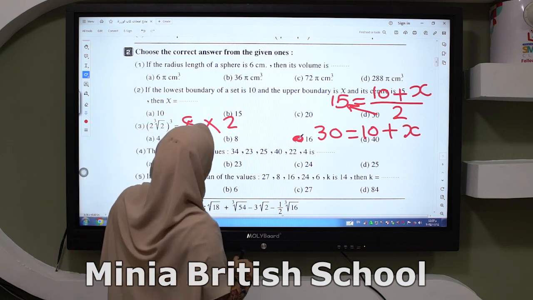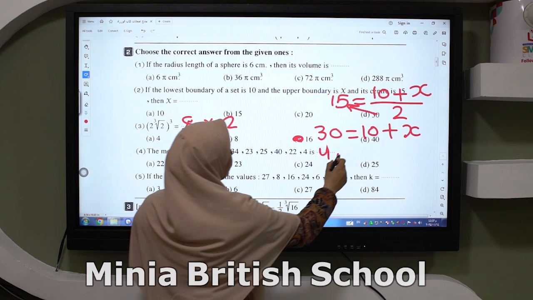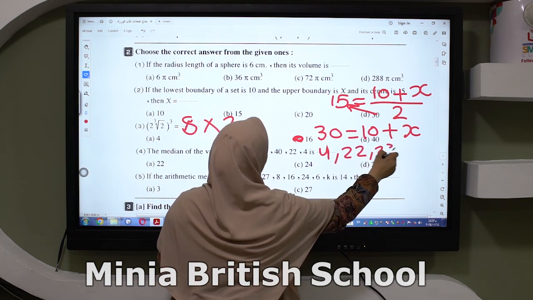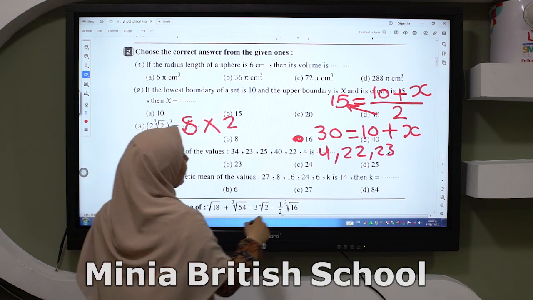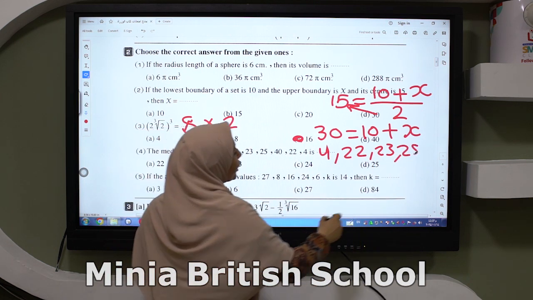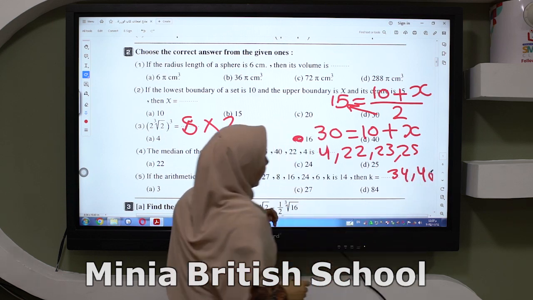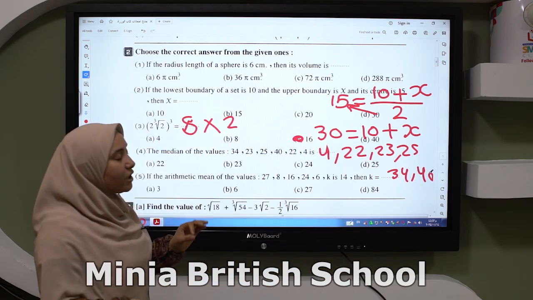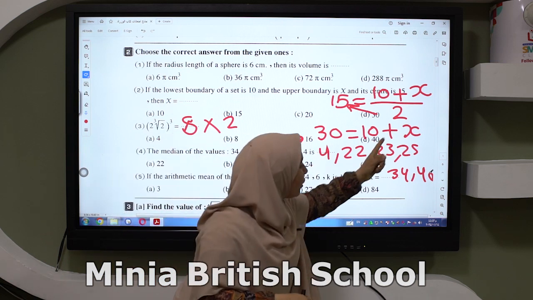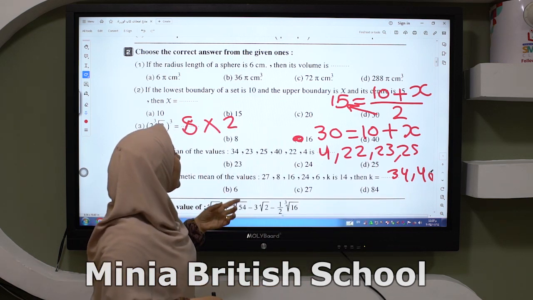The smallest number here is 4, then 22, 23, then 25, then 34 and 40, okay? Now, count the number of the values here: 1, 2, 3, 4, 5, 6. Okay, here is it an odd number or an even number?